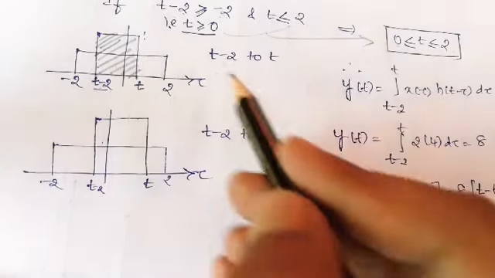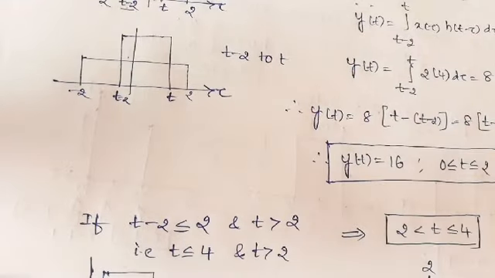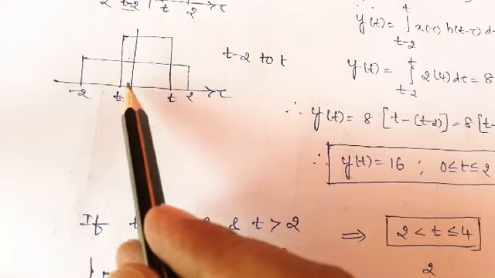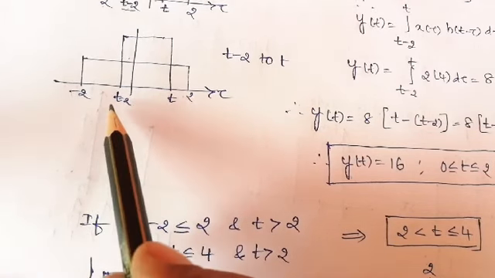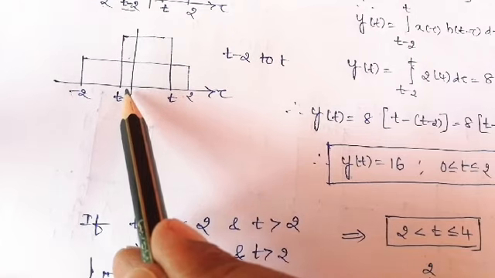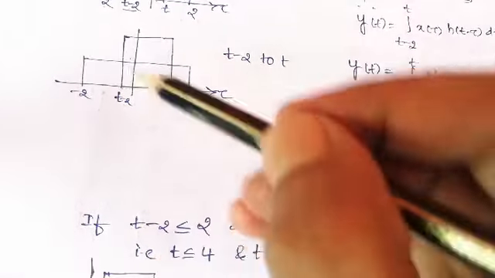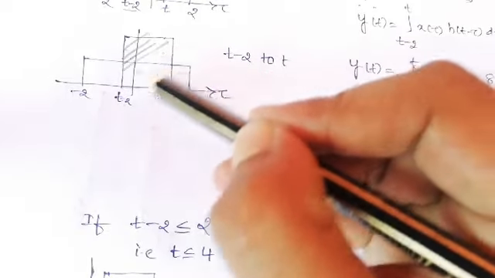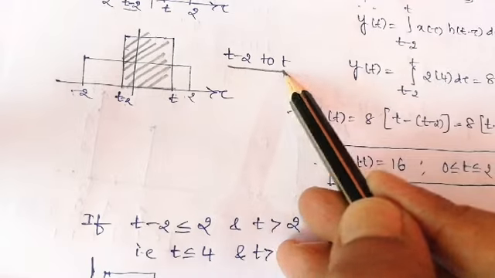Okay. So limits are what? T minus 2 to t. Similarly, one more representation of the same condition, placed in another position, between minus 2 to 2. If I place it over like this, then what is the overlap region? Here also t minus 2 to t. So this amount of signal gets overlapped. Here also the limits become t minus 2 to t.